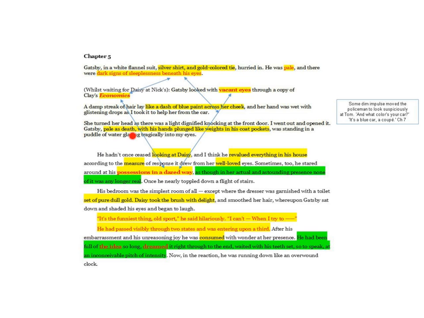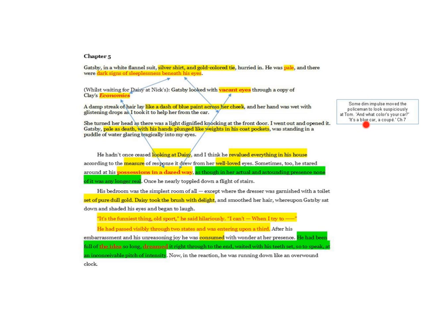A further little clever symbolic structuring device here to show that Daisy and people, but more so Daisy, are actual items and objects to be possessed. A damp streak of hair lay like a dash of blue paint across her cheek. Don't ask me how hair can be blue. I have no idea. That's part of the sort of experimental modernist approach that Fitzgerald uses.